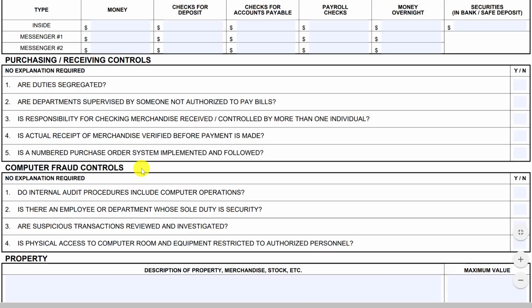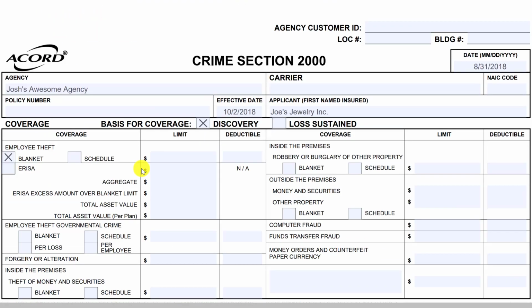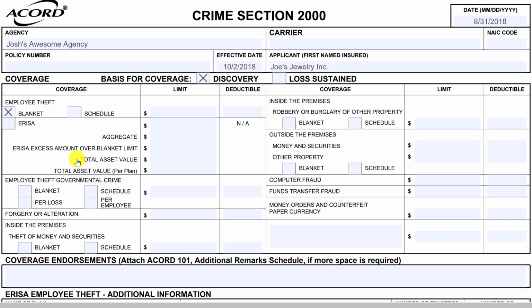If you were to schedule coverage, if you were to choose schedule, that basically means that you're going to have coverage based by individual or by location. So if you blanket it, it's typically more common, and it's just a limit for all employees in all locations and all positions. So if we do a limit of, let's just say, $1 million, you may want to do much more than this. It really depends on the business.